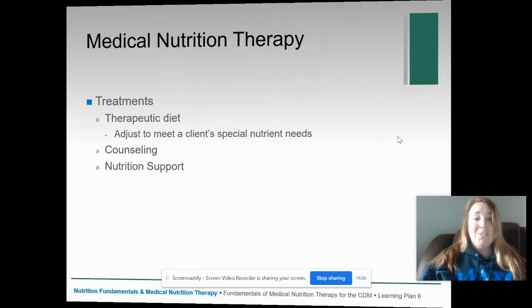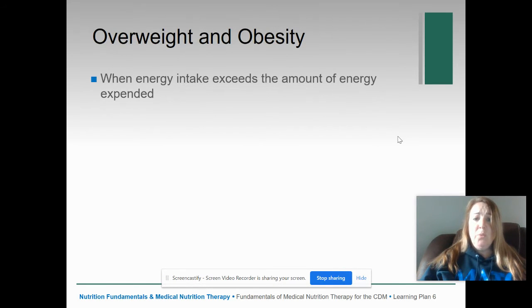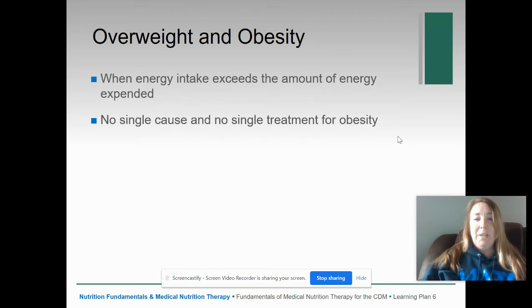for that condition. So the first section that we're going to talk about in Chapter 6 is overweight and obesity. And this first bullet point, I have a love-hate relationship with this because people define overweight and obesity as when energy intake exceeds the amount of energy expended. Well, all of you know that this is a lot easier said than done, right?